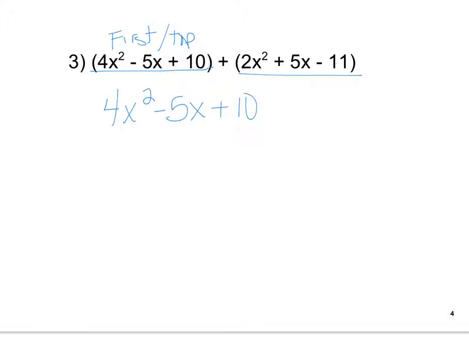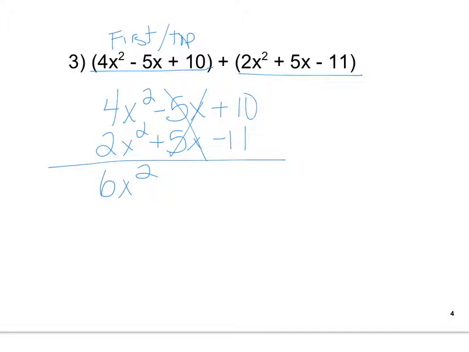Okay, and then the second one goes underneath it, 2x squared plus 5x minus 11. And then we simply combine the coefficients. So this is the x squared column, so that's 6x squareds. Negative 5 and positive 5, well, that's 0, so that goes away. And then plus 10 and minus 11, that's negative 1. So the answer to this one is 6x squared minus 1. This totally went away because of the positive 5 and negative 5.